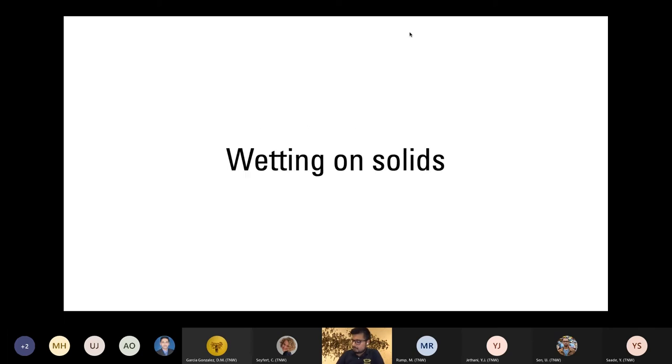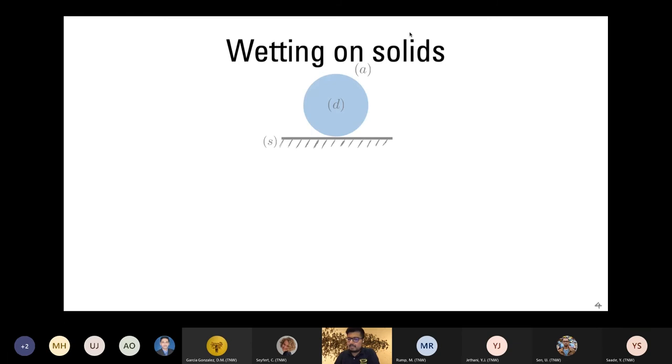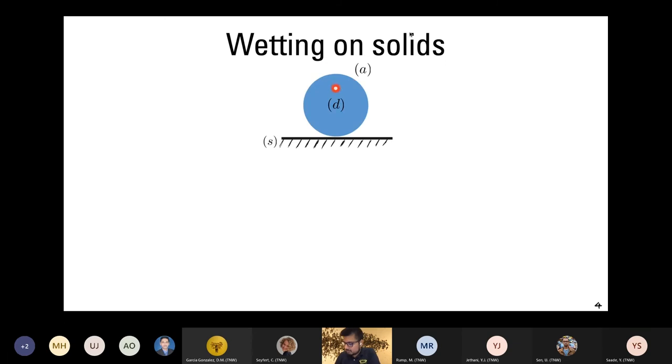The main motivation that will keep coming up over and over again is wetting on solids. Wetting on solids, you can also think of as a three-phase system, where one phase is the drop, the second is air, and the third is a rigid substrate. This rigid substrate cannot deform, and I would then generalize it to three different liquids in the next part of the talk.